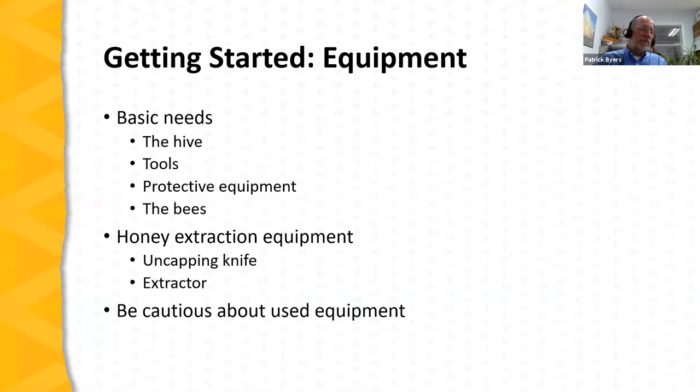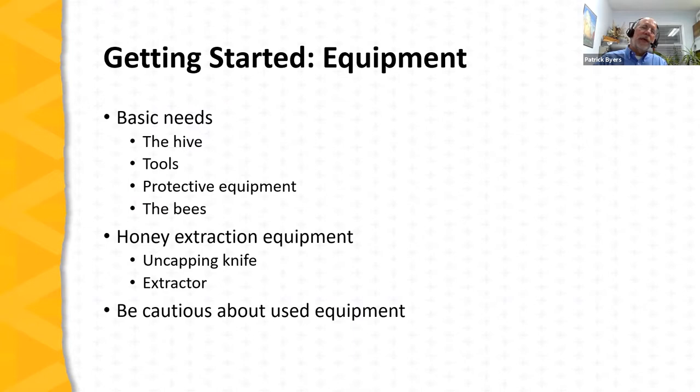What do you need? Well, quite frankly, a hive tool is helpful. A bee brush is helpful, and a smoker is helpful. Protective equipment. You know, again, sooner or later, you're going to get stung, but you want to try to develop a working environment where that eventuality is minimized. So wearing protective equipment can be very helpful. So a bee suit, gloves, and a veil. And then of course you need the bees. Okay, we'll talk about that more in a moment.